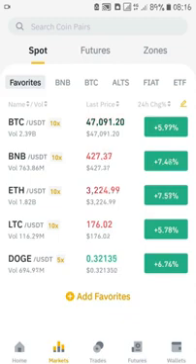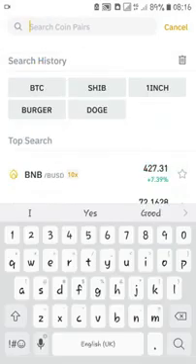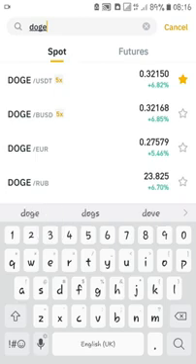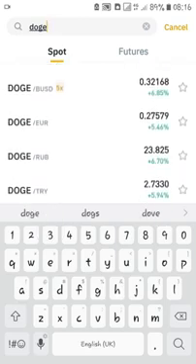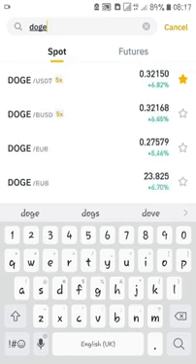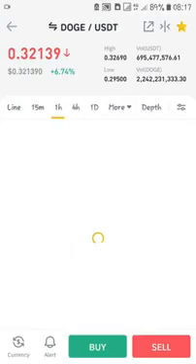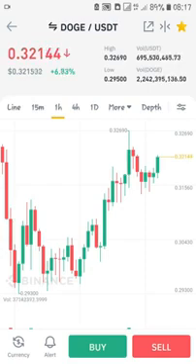You can search any cryptocurrency pair you want to trade on the search button here. You can just search for, say, Dutch. Okay, Dutch USDT, Dutch BUSD, Dutch Euro. What I have is USDT, so I can just click on Dutch USDT. So this is how Dutch has been doing against USDT.